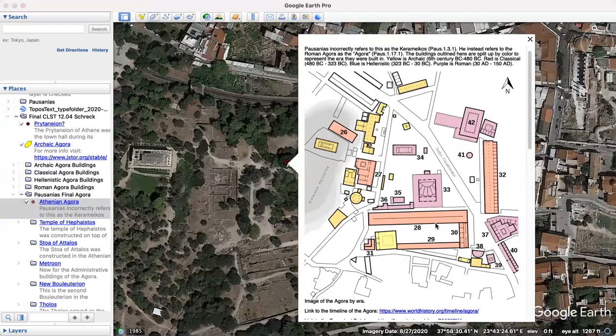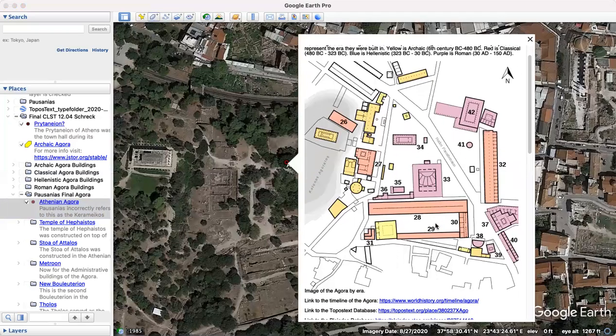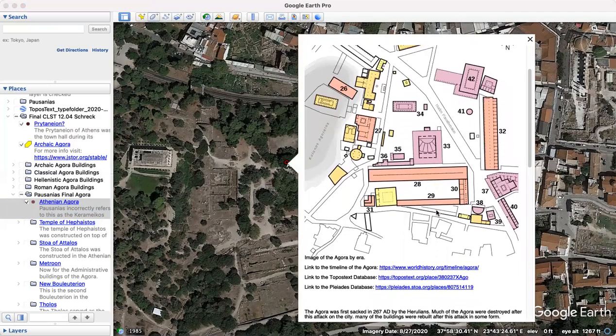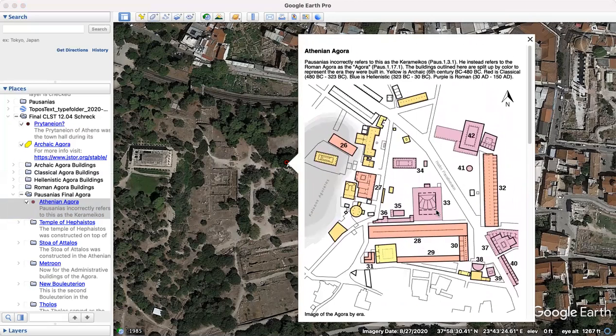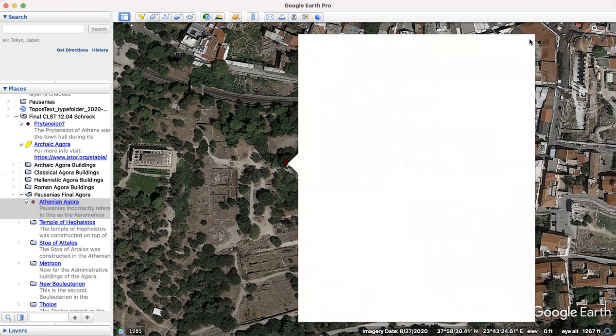This is an image that I used to map out the buildings that you're going to see in a second. And there's also a bunch of links down here at the bottom for the timeline in Topos Text and Pleiades databases explaining more information about the Agora. Throughout this entire project, there are going to be extra links, sources, and greater detail that I will not exactly go into, but will show to the viewers so that they can look at it on their own afterwards and expand their knowledge however they desire.